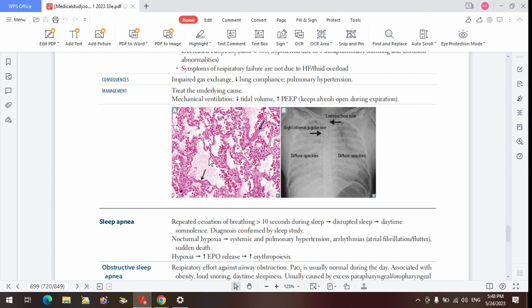So another thing about mechanical ventilation is that it reduces the tidal volume. The reason you want to reduce the tidal volume is that in someone with ARDS, there's still going to be some part of the lung that is going to be well aerated.